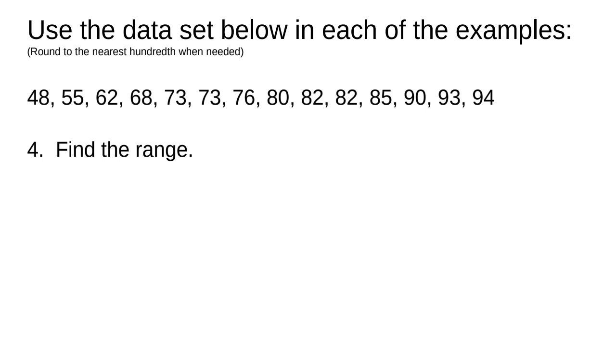Last up is the range. The range is the difference between the largest data point, in our case 94, and the smallest in our data set, it's 48. If we subtract those two, we get a range of 46.